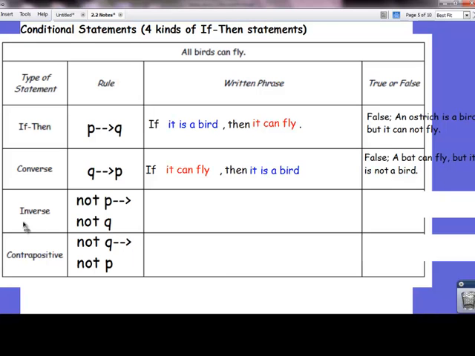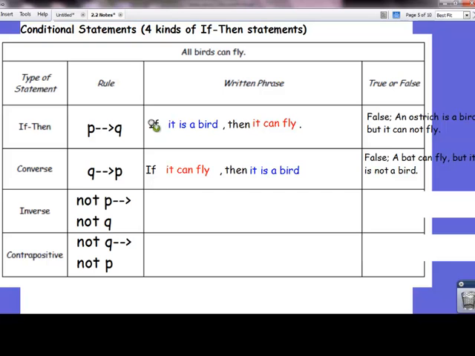The next type of if-then statement is the inverse. So one thing you need to notice about the inverse is the word in. Here's a trick how to remember this. The inverse statements add something in to the statement. In this case, it adds in the word not. Okay? So we're going to take the if-then statement, because it's the hypothesis and then the conclusion, and we're adding a not in front of it.